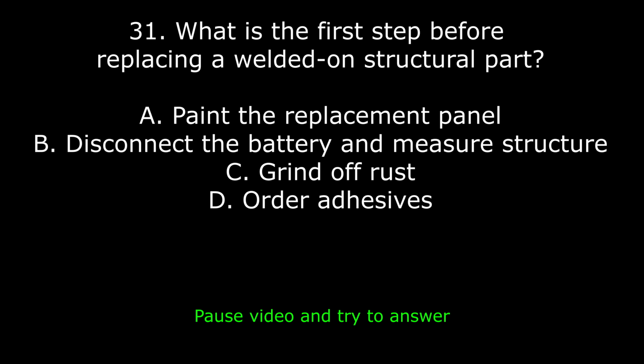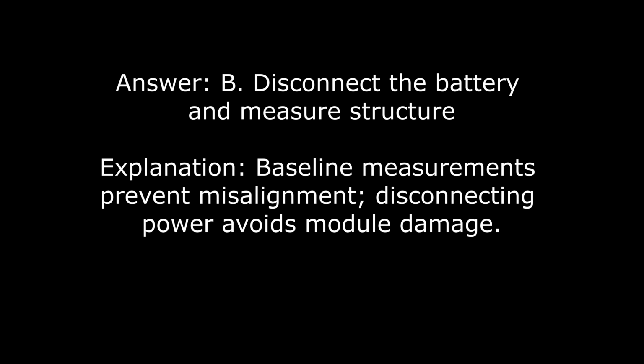31. What is the first step before replacing a welded-on structural part? A. Paint the replacement panel. B. Disconnect the battery and measure structure. C. Grind off rust. Or D. Order adhesives. The answer is B. Disconnect the battery and measure structure. Explanation: baseline measurements prevent misalignment. Disconnecting power avoids module damage.